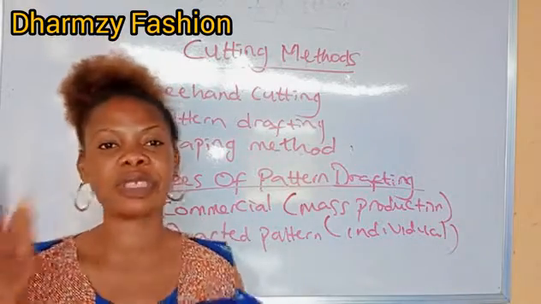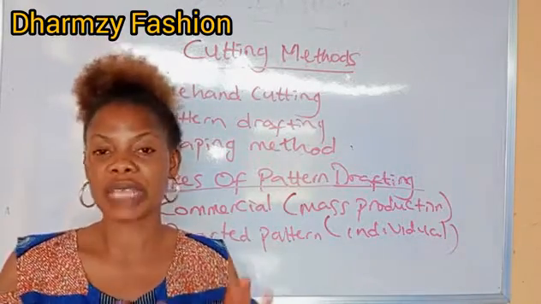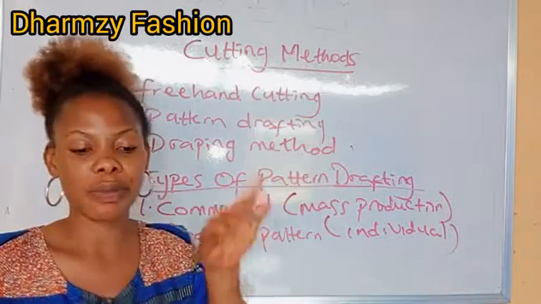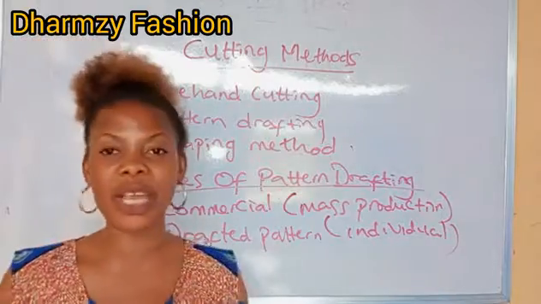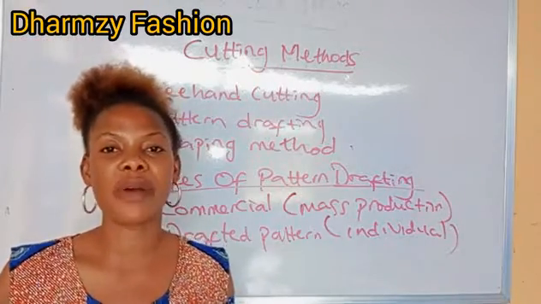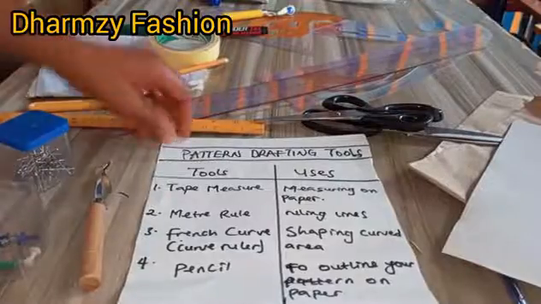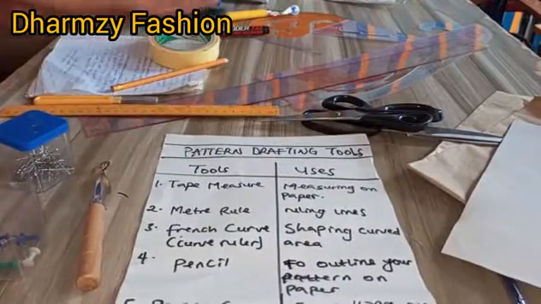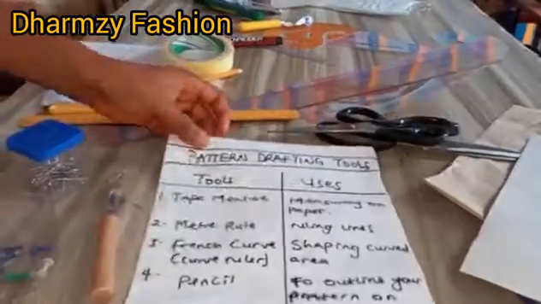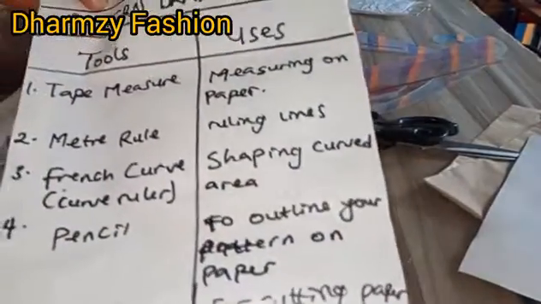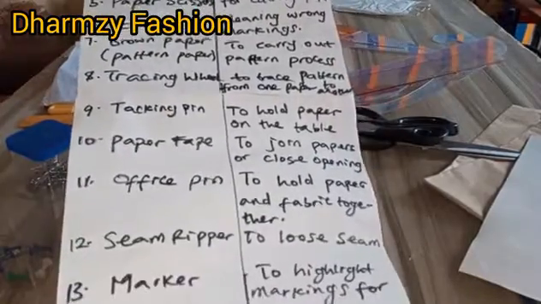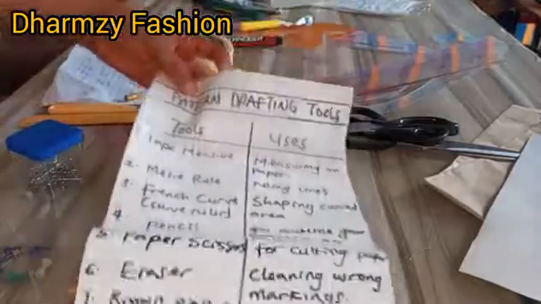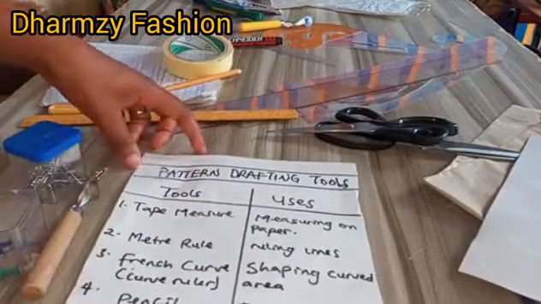So let us move into the next part by me showing you the types of tools we use in pattern drafting and the symbols that we use in pattern, so that when you see those symbols on the paper, you are going to identify them. So these are the pattern drafting tools that I've listed here with their uses. We said the tape measure is used for measuring, and then others. I listed 13 here. Then I'll be showing you those things.